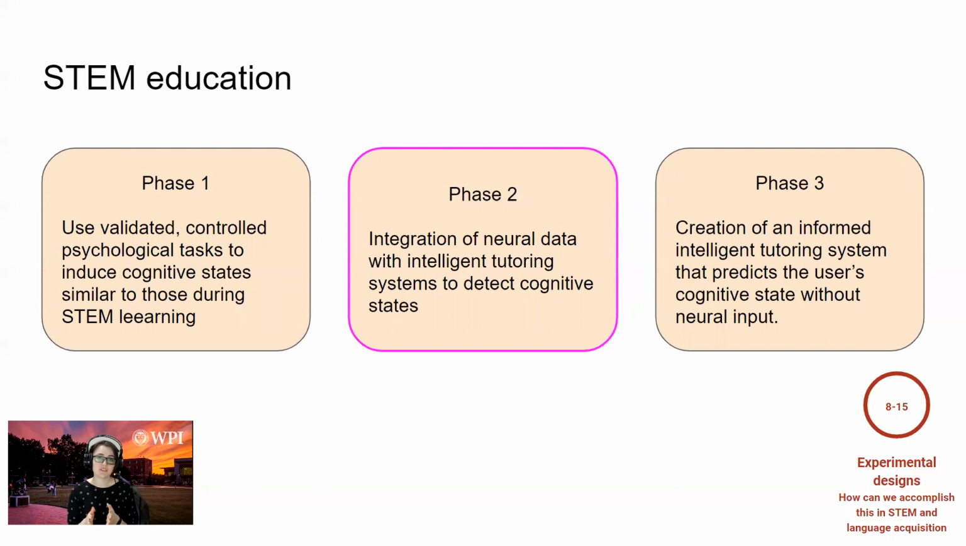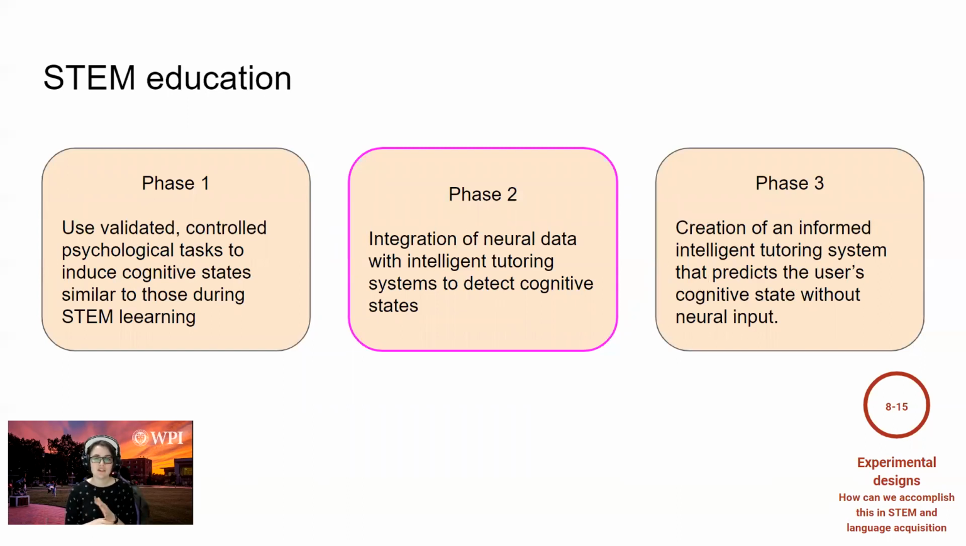So specifically in the STEM education domain, we're currently in phase 2 right now, kind of borderline between phase 1 and phase 2. But phase 1 was that we just used typical psychological tasks to induce a couple of cognitive states that we are really interested in, such as being goal-oriented, like having a specific problem in mind when you're doing the work, and mind wandering. So are you really just thinking about something else, things like that.